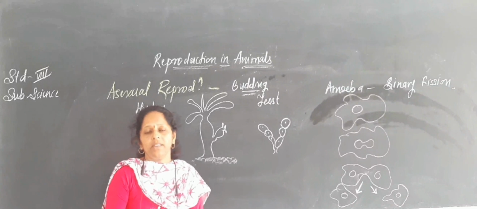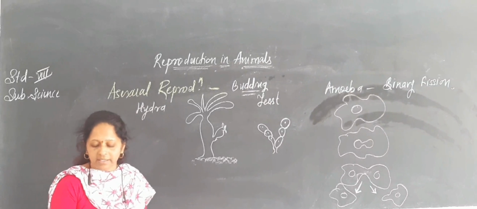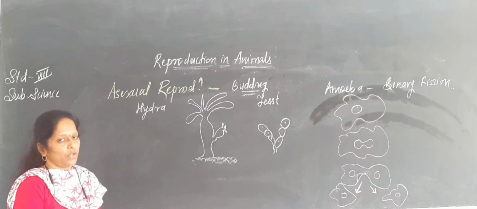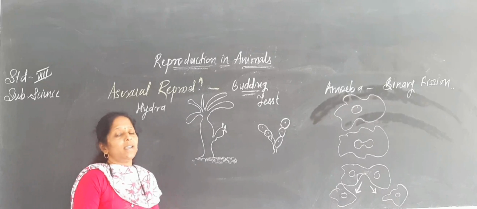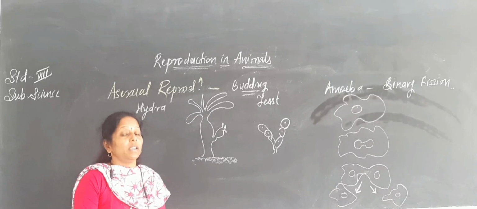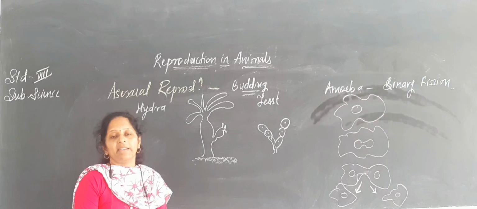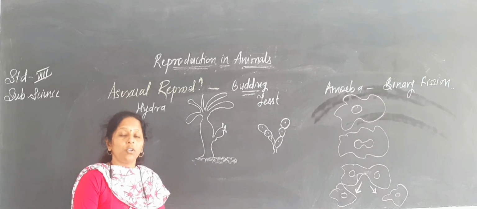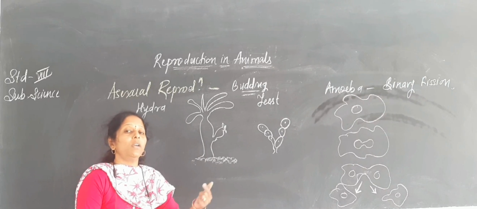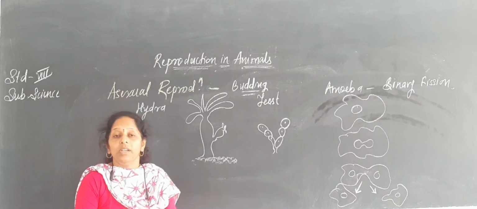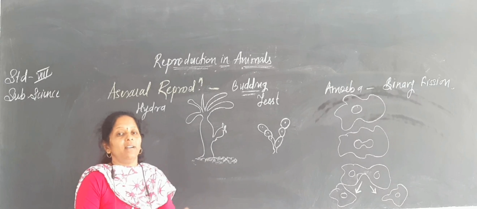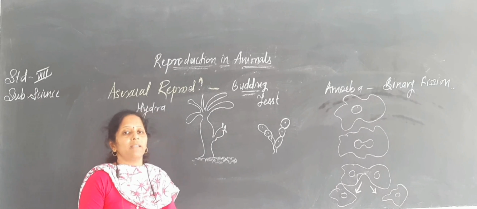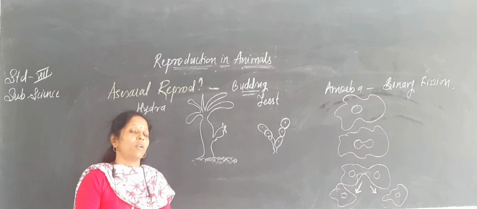Now we are going to see reproduction in animals, the third session. In this session we are going to see asexual reproduction. Asexual reproduction does not involve the fusion of male and female gametes. Here, a part of the body develops into a new individual. There are no reproductive parts or male and female gametes present here.